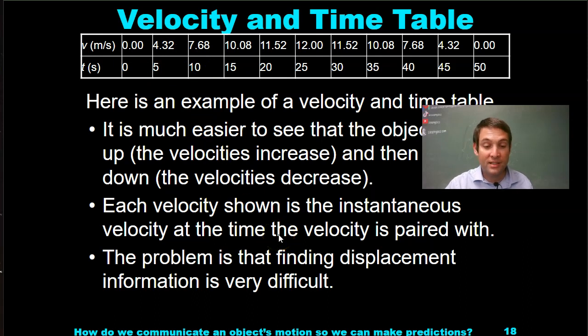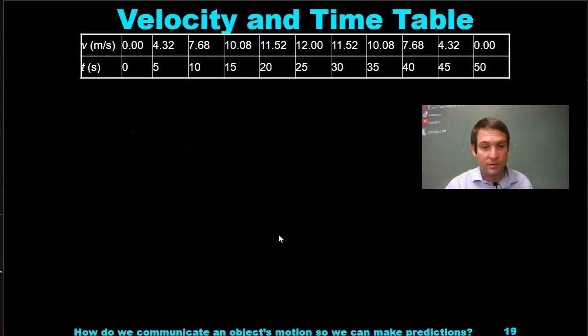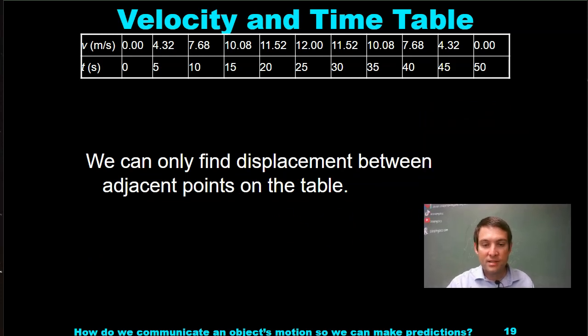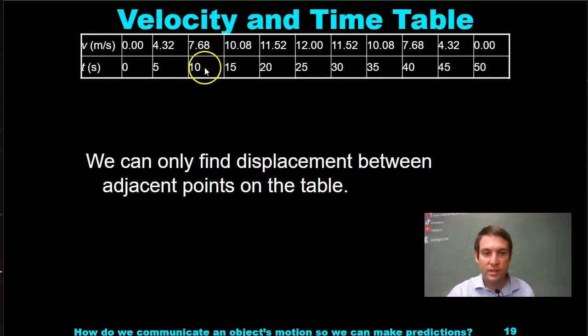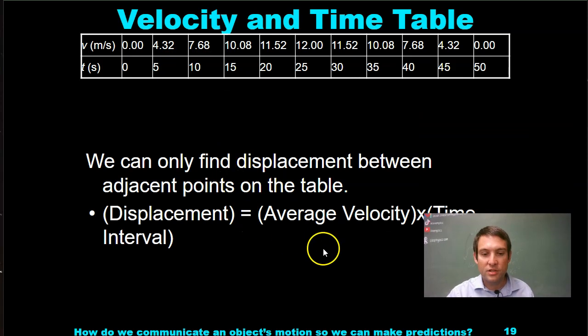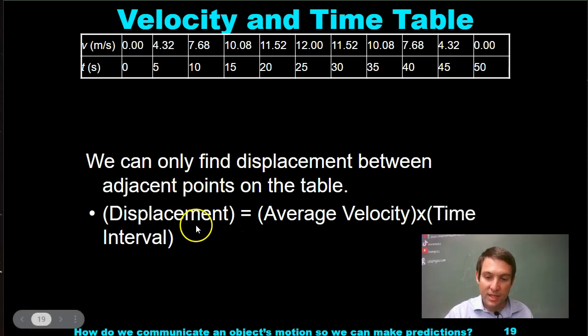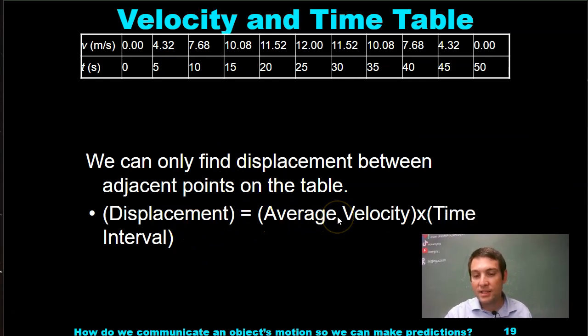The problem is that finding displacement is very difficult. We can only find displacement between these 2 points on the table because we have displacement equals our average velocity times the time interval. Or, as you have seen it, the speed equation, which is speed equals distance over time, or velocity equals displacement over time. Solving for displacement, multiply each side by t, and we get this.